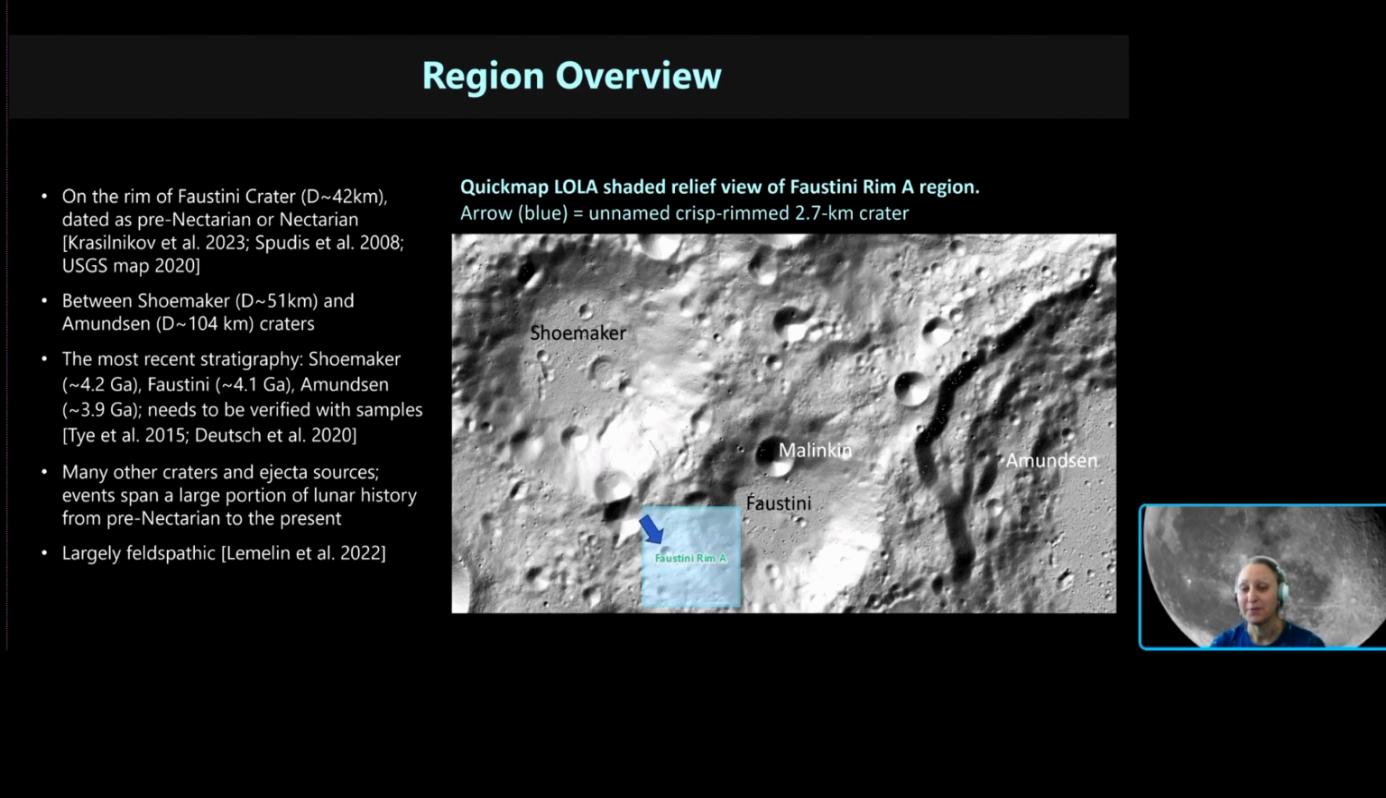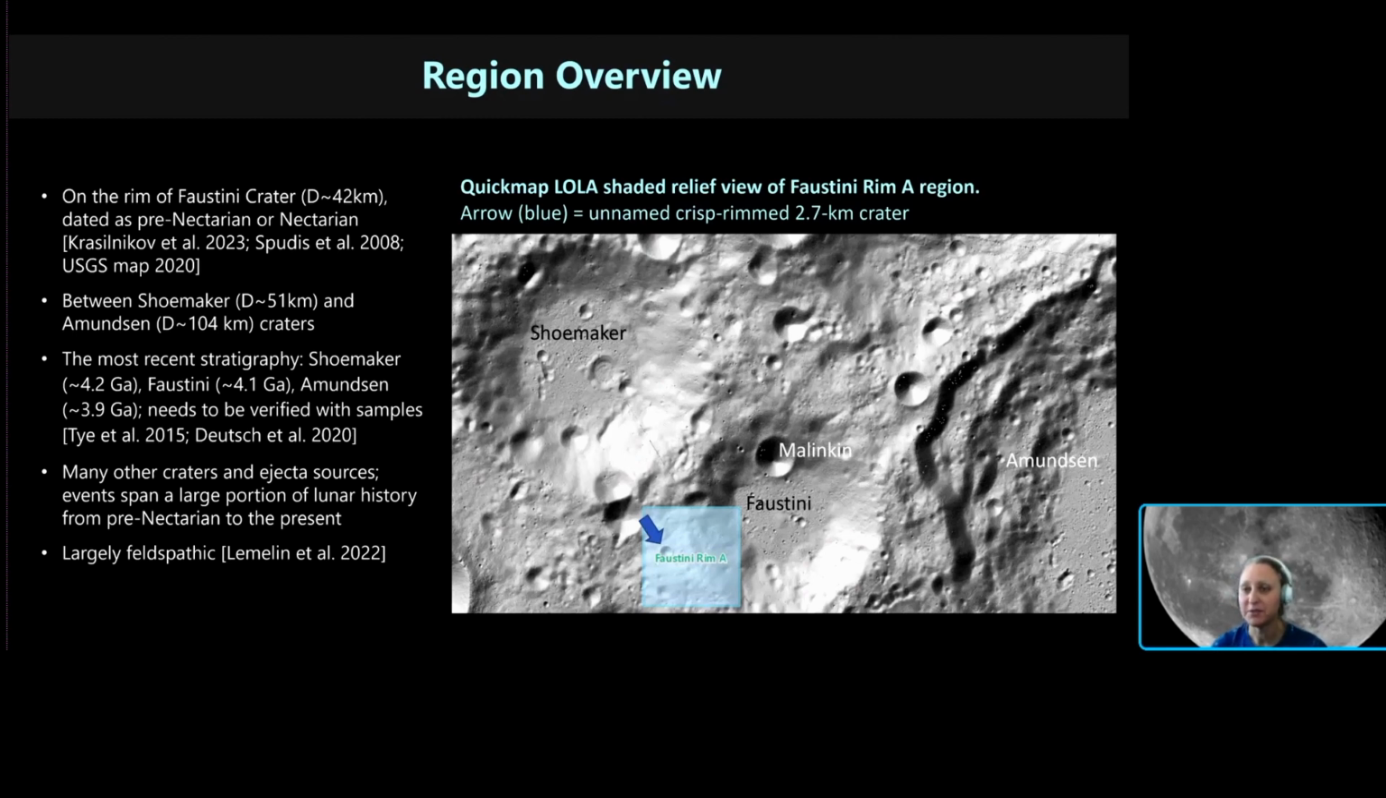So most recent stratigraphy and age estimates place Faustini about 4.1 billion years in age, between the ages of Shoemaker and Amundsen craters. However, this still needs to be verified by returning samples and working out the stratigraphy. Of course, there's lots of other craters and ejecta sources in the area, and these events are going to span a large portion of lunar history from pre-Nectarian to virtually the present.